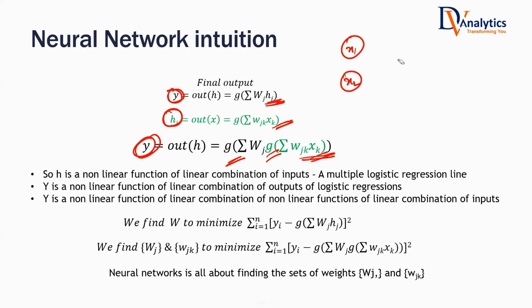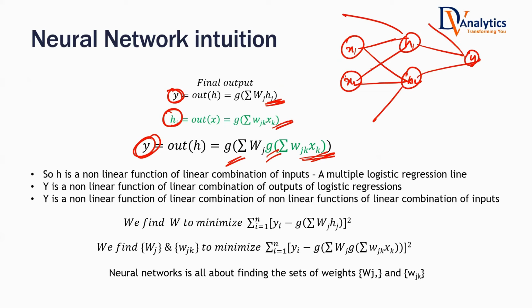But the problem statement is complex. From X1, X2, we went to H1. From X1, X2, we went to H2. Using H1, H2, we predicted our target variable Y. So we have built 3 logistic regression lines.